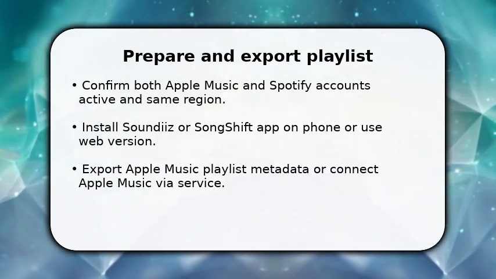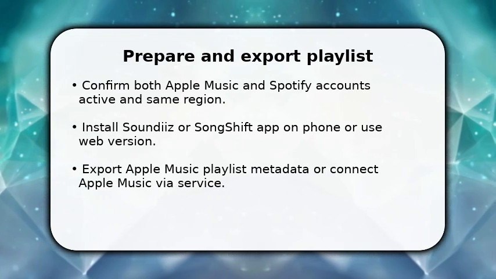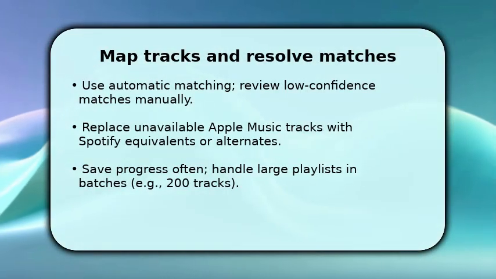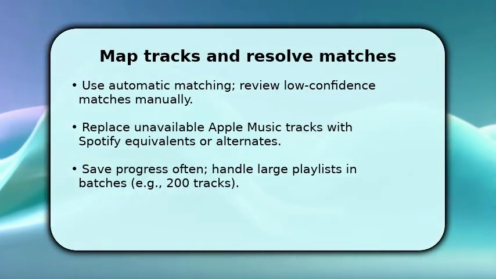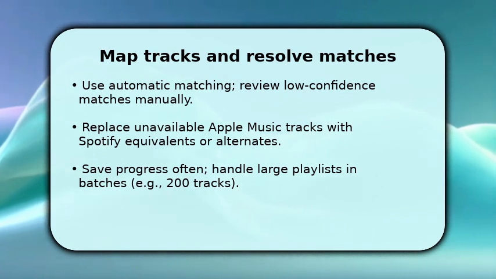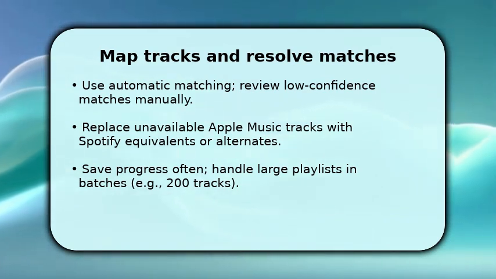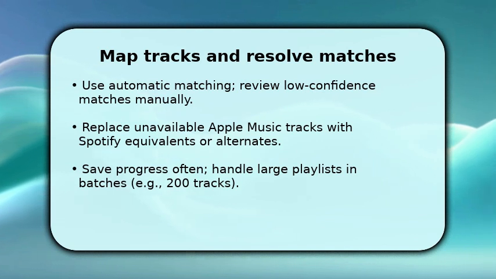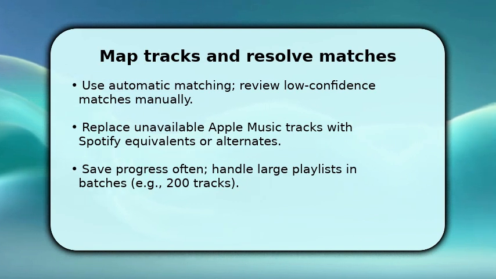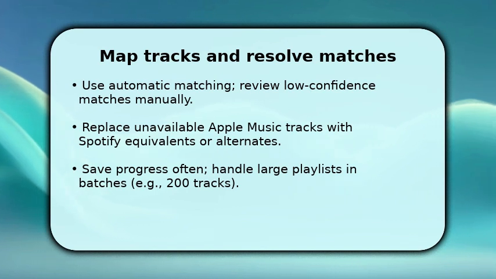Now you perform the mapping. Let the tool auto-match Apple Music tracks to Spotify catalog entries and then inspect any low confidence or unmatched items. You should manually select correct versions for covers, live recordings, or remasters because mismatches are common. If a track isn't in Spotify, choose an alternate or mark it to skip. For big playlists, work in batches to avoid timeouts.